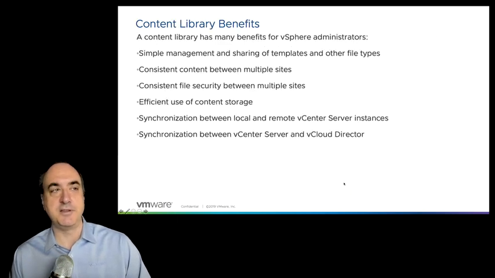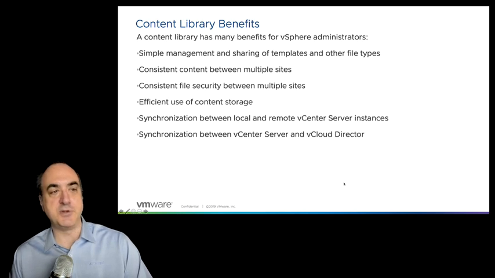We'll take a look. But the content library benefits: you have simple management and sharing of templates and other file types from a central library perspective, published to your remote libraries. You get consistent content between your multiple sites, and consistent file security between multiple sites. Now in vSphere 7, you can actually have encrypted VMs being part of the content library. You have efficient use of content storage, since the subscriber libraries are only going to hold the metadata initially until they actually try to deploy a machine. From their end, they will then have to download the entire item to their actual library.